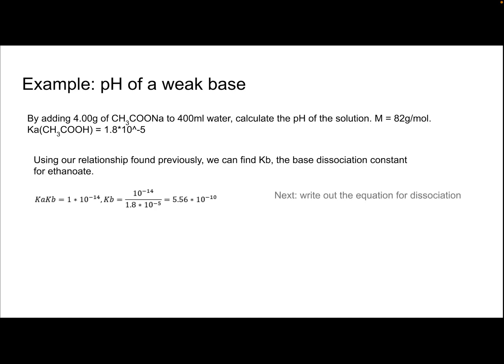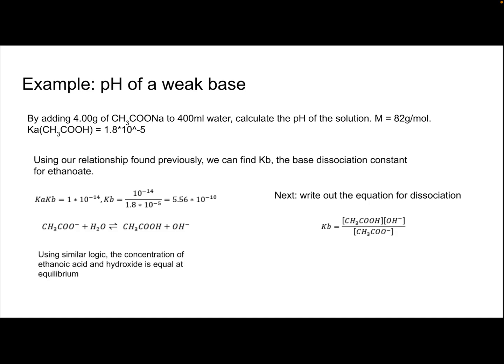Next, we can write the equation for the dissociation. CH3COO- reacts with water to create some ethanoic acid and some OH- ions. Therefore, we can write the equilibrium expression for this equation, which is Kb equals the concentration of ethanoic acid times the concentration of OH- divided by the concentration of ethanoate ions. By similar logic to what we used before for the pH of a weak acid, we know that the concentration of OH- is going to be equal to the concentration of ethanoic acid at equilibrium.